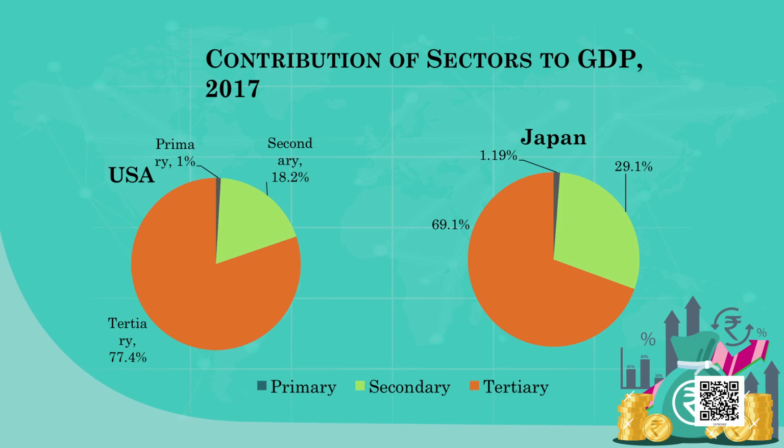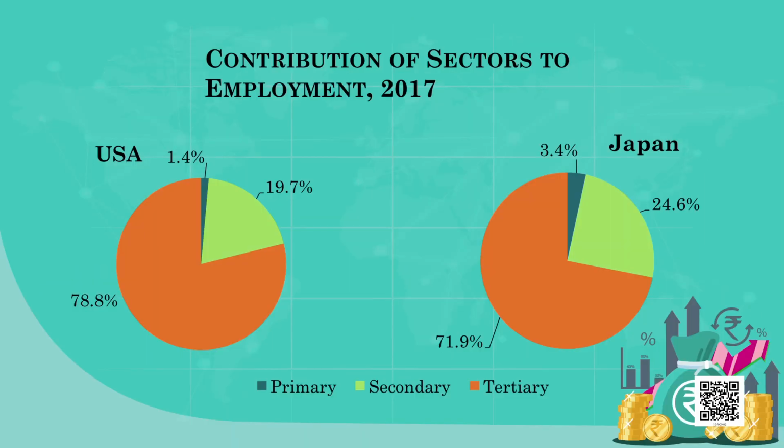If you take another developed country like Japan, I already told you in the previous sessions, when we discussed development, that Japan is also one of the developed countries having a higher level of income. And if you look at the Japan situation, only 1% of the output is contributed by agriculture.